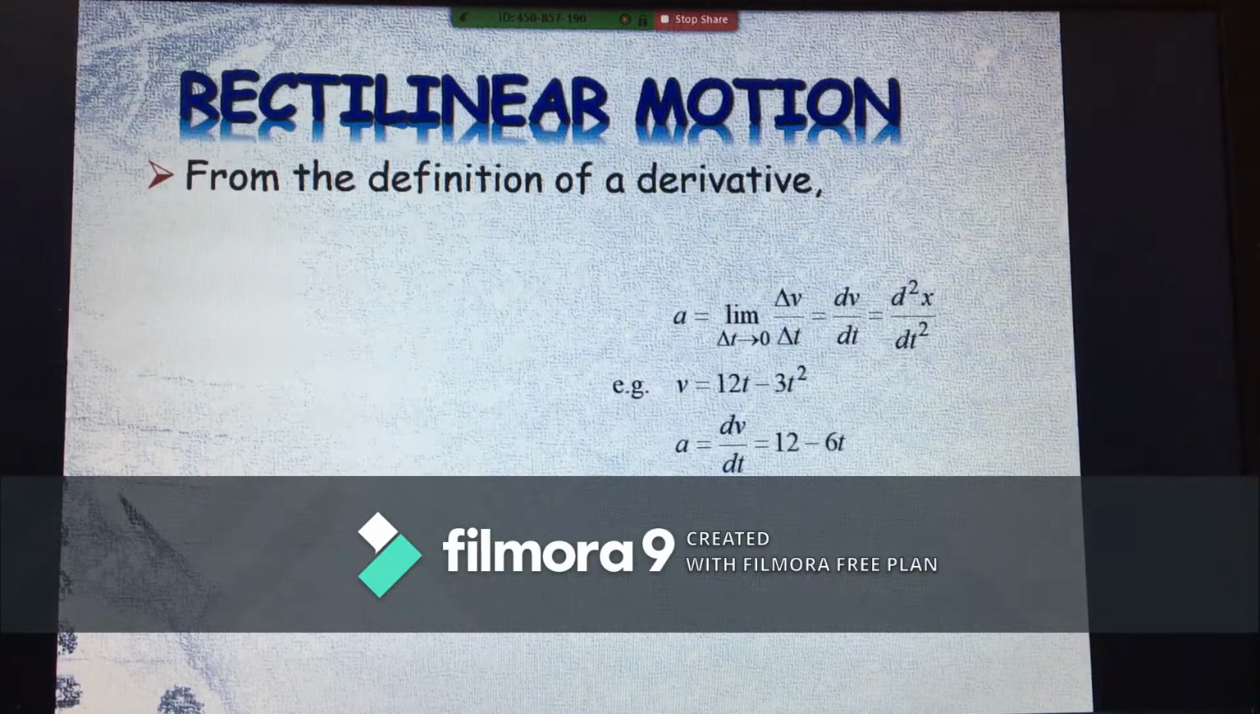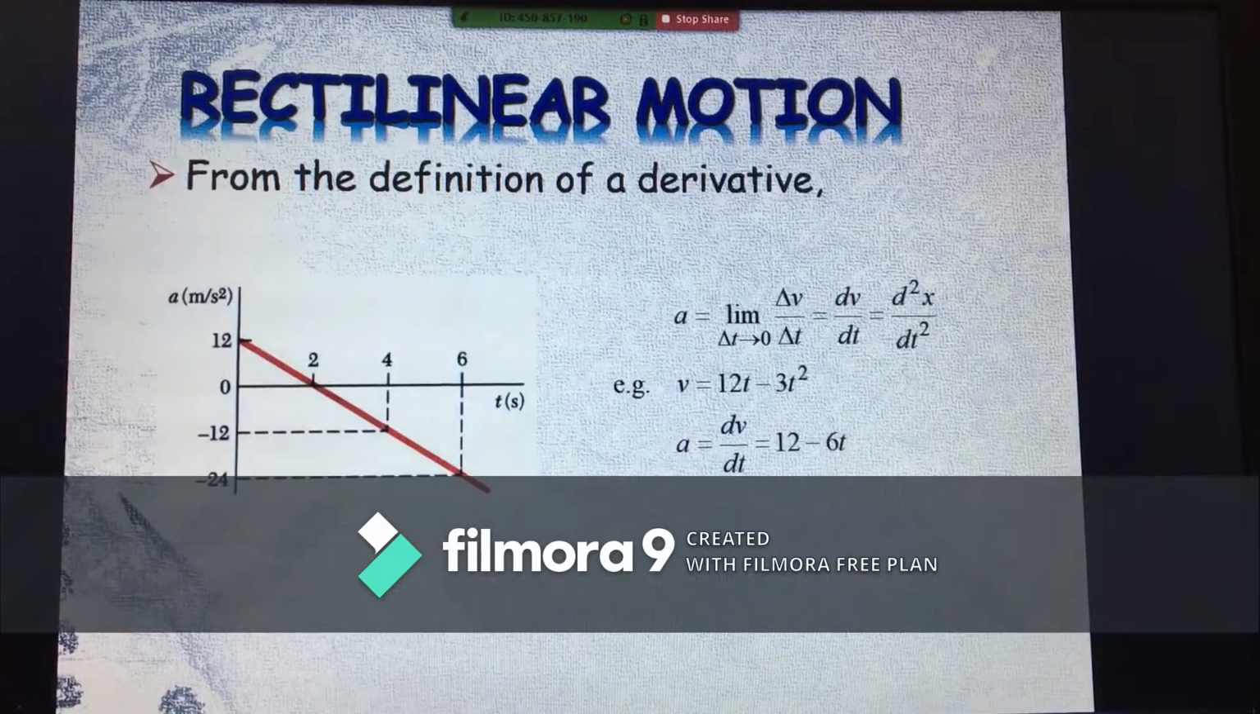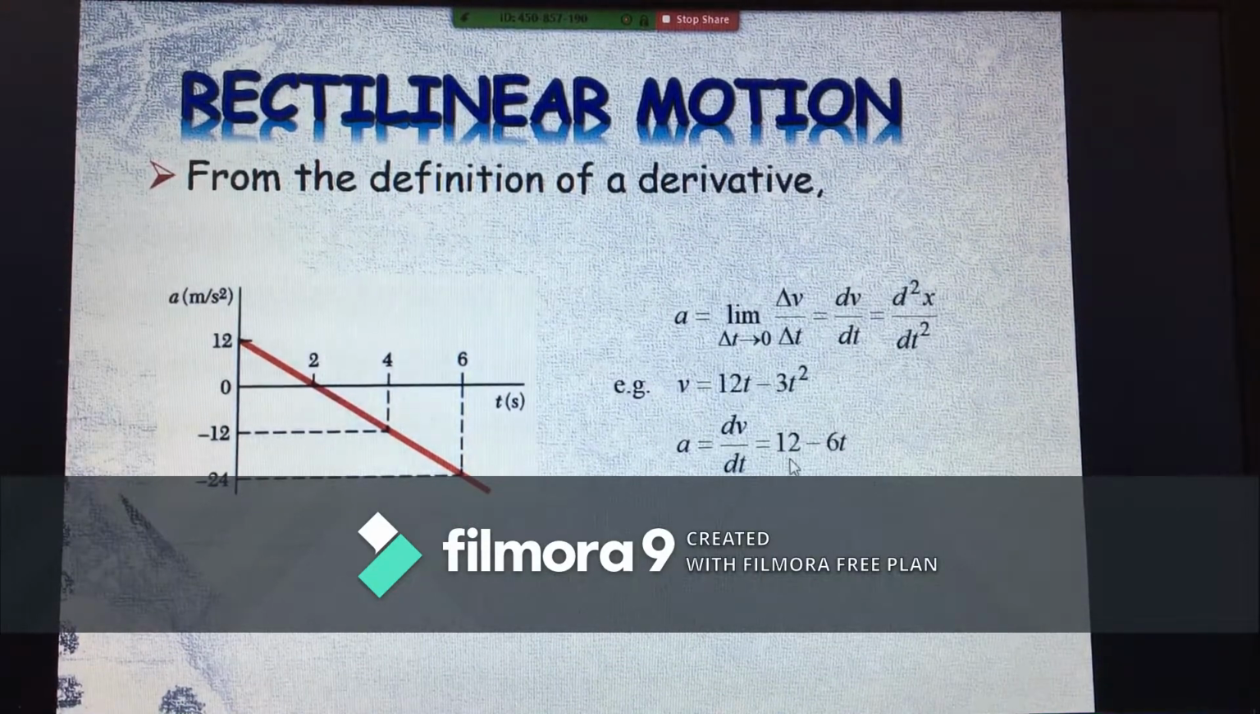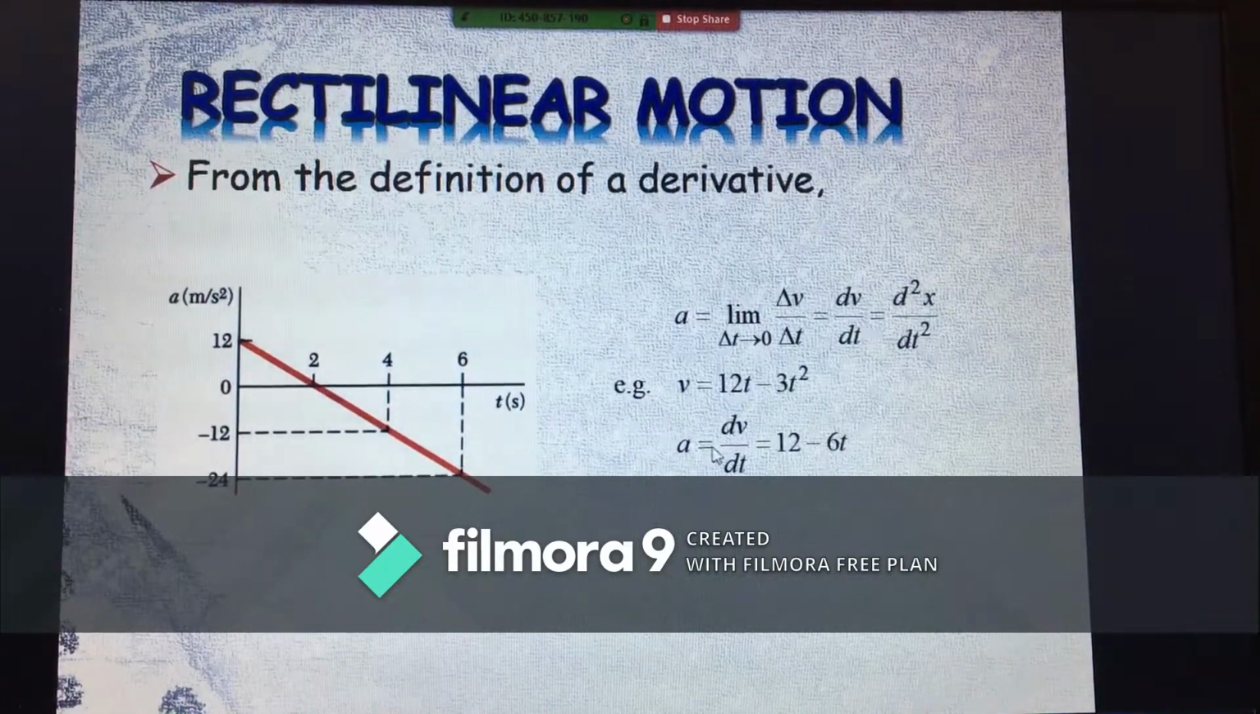Let's continue. Okay, so here, if you graph the acceleration, ito yung makikita natin. So we have here acceleration a, which is the derivative of the velocity with respect to time, and that is equivalent to 12 minus 6t. So when you graph this a equal to 12 minus 6t, ito yung makikita natin na graph, class. Okay? So at t equal to 0, so kung 0 ang t, so 6 times 0, 0. So 12 na lang matira. So therefore acceleration is, we already have 12.